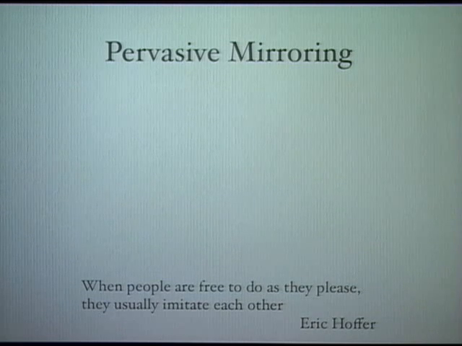And let's try to conceptualize this. I like to make this quote: when people are free to do as they please, they usually imitate each other. It's a nice quote, it's funny, and it's also true. Imitation is pervasive. In the end, we do not imitate all the time, right? So you have to have some control mechanism in the human brain in order to control this tendency to imitate others all the time if you have these mirror cells.